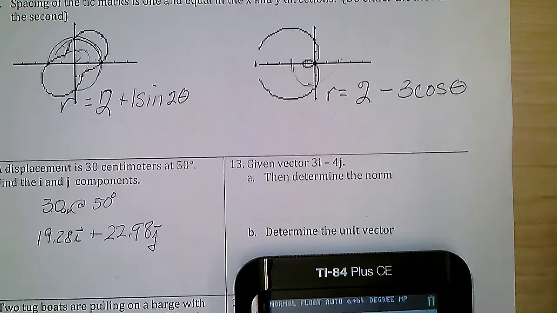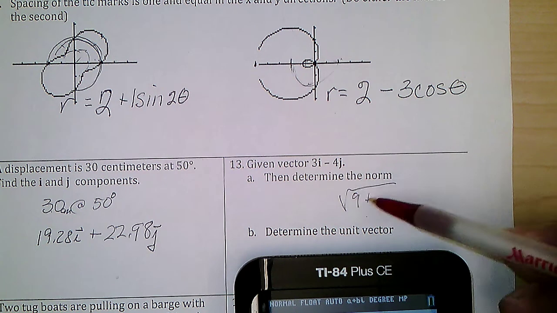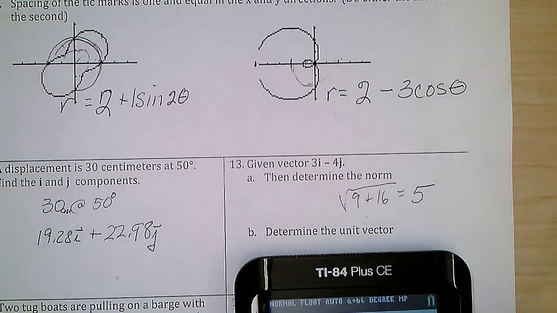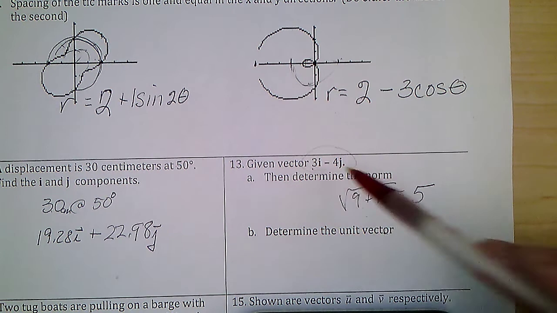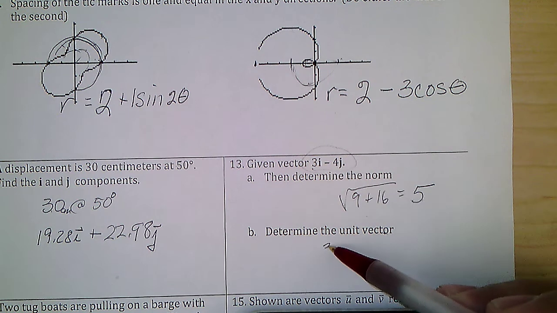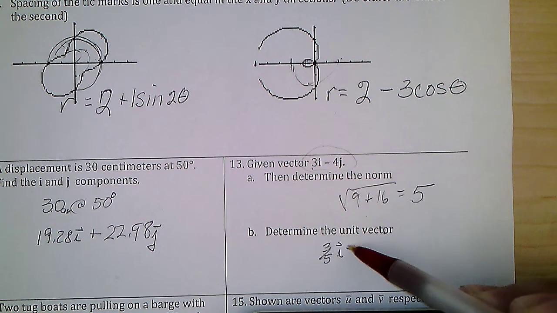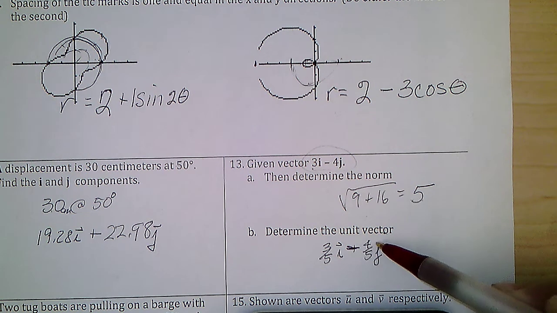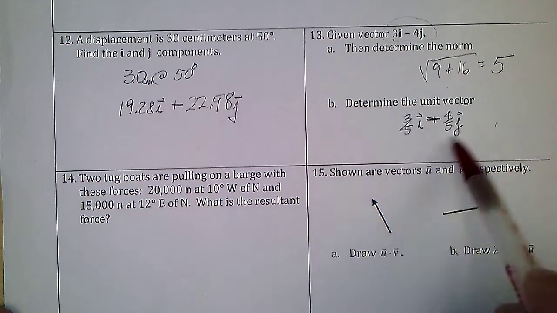Given the vector, determine its norm. That's its length, so that's going to be the square root of 3 squared plus negative 4 squared. And that's going to be 5. And determine a unit vector. Well, this vector is 5 units long, so to make it a unit vector, I have to divide everything by 5, and so it'd be 3/5 i minus 4/5 j. That reduces it down to size 1. Now its length is 1.